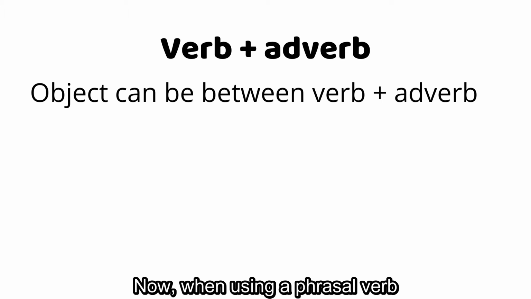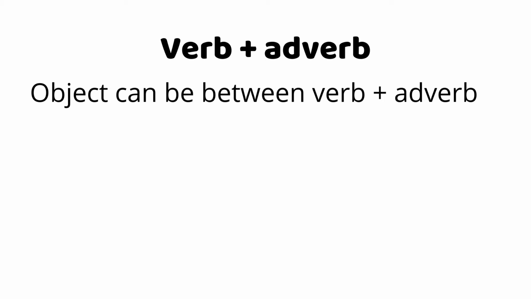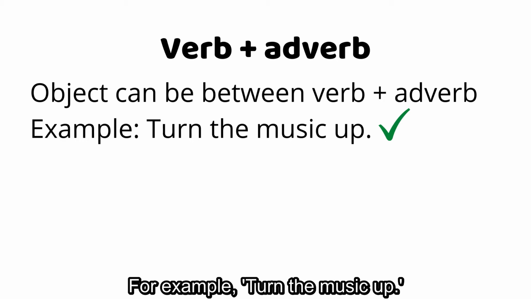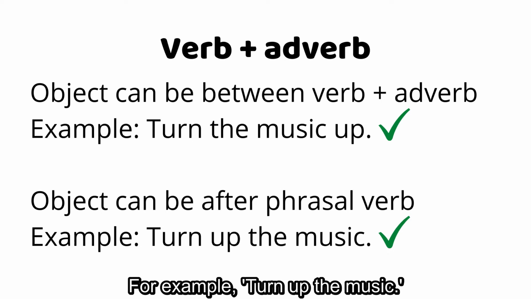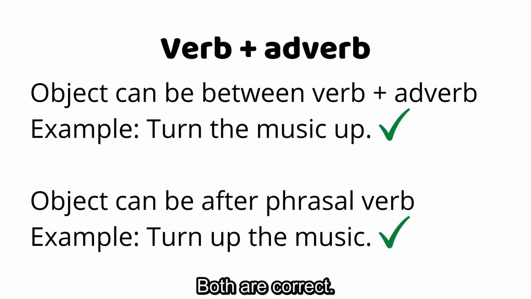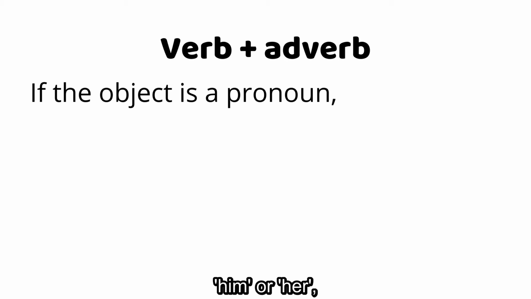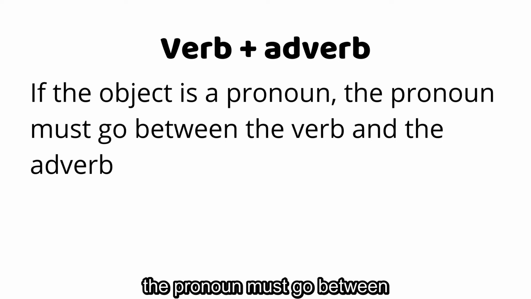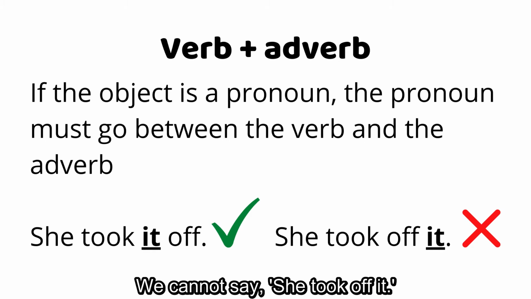Now, when using a phrasal verb with a verb and an adverb, the object can be between the verb and the adverb. For example, turn the music up. Sometimes it is after the phrasal verb. For example, turn up the music. Both are correct. But if the object is a pronoun like him or her, the pronoun must go between the verb and the adverb. For example, she took it off. We cannot say she took off it.